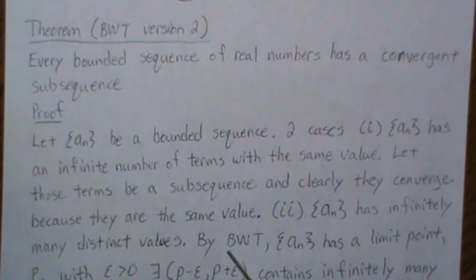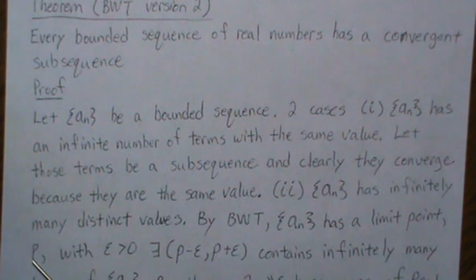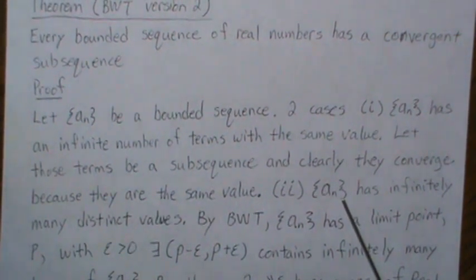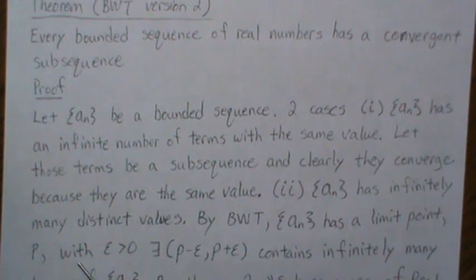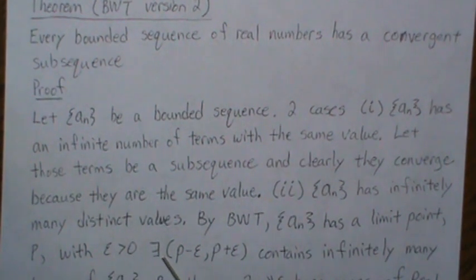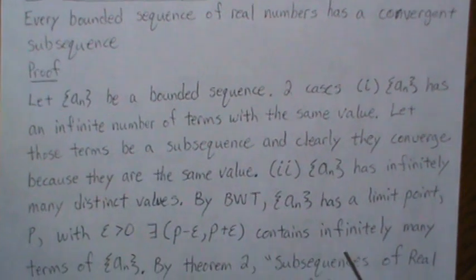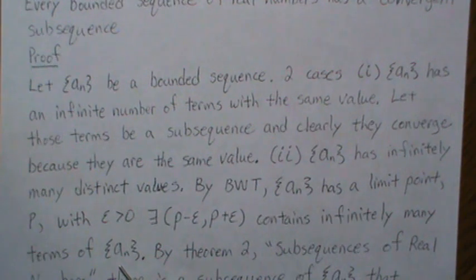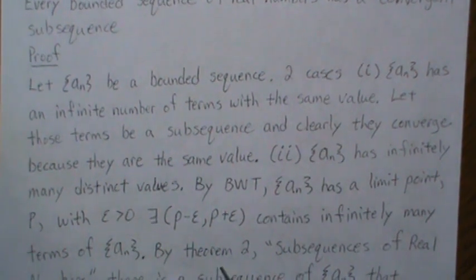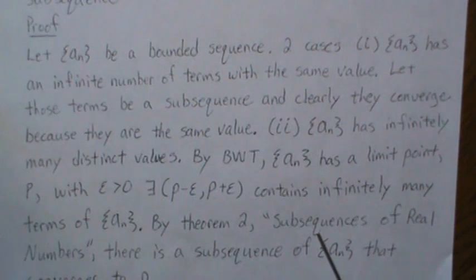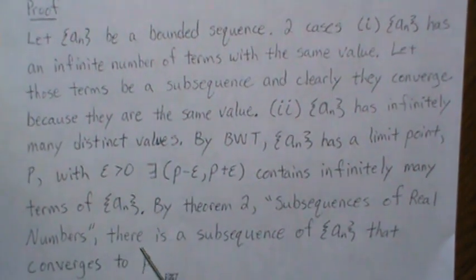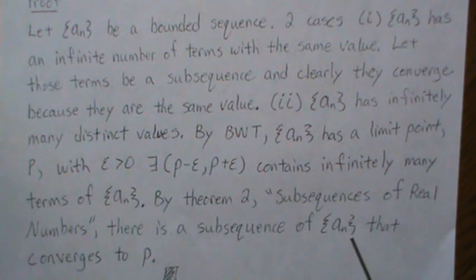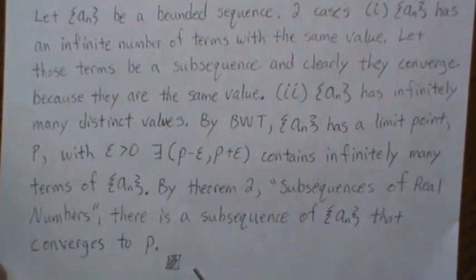Case 2: let's say that a_n has infinitely many distinct values. By the Bolzano-Weierstrass theorem part 1, the set of values of a_n has a limit point p, right? It's a bounded infinite set, so it has a limit point. And that means for every epsilon greater than 0, the interval around p contains infinitely many terms of a_n. Now, by theorem 2 of the video on subsequences of real numbers, there exists a subsequence of a_n that converges to p. And therefore, we've proved the theorem.